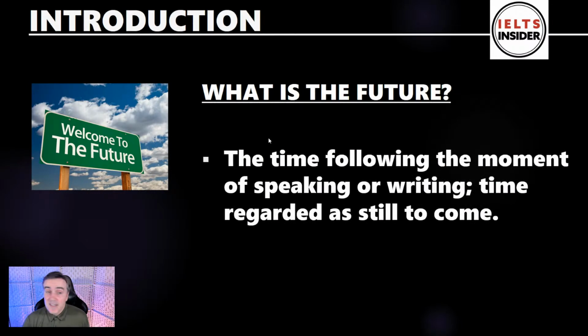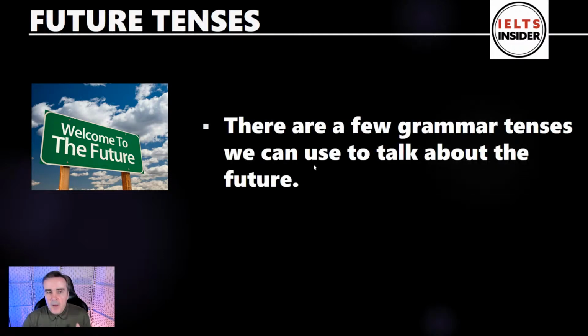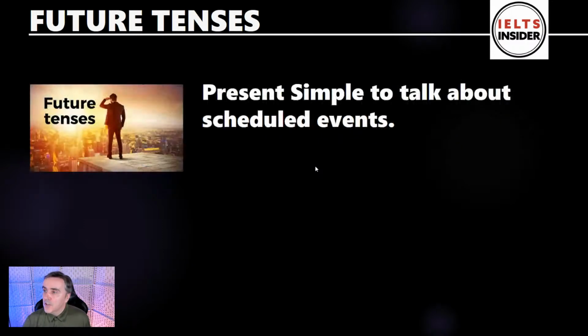Well, it is the time following the moment of speaking or writing. So, time that has not arrived yet. So, in 10 minutes' time, that is the future. But when we get there, that will be the present. So, it's basically time that hasn't happened already. So, when we're talking about the future, usually we're going to use one of four common structures depending on what we're trying to say about the future.